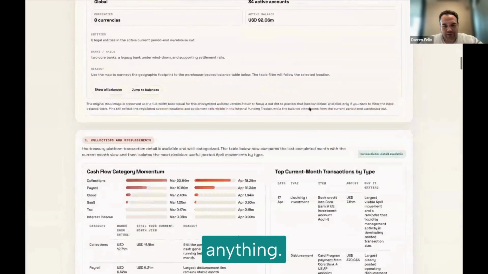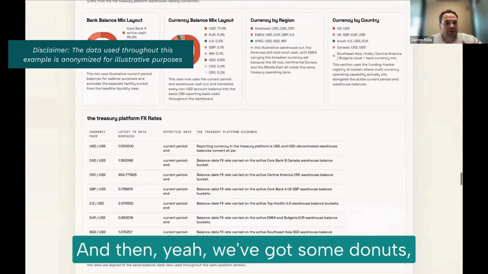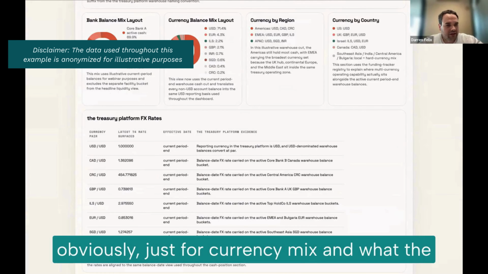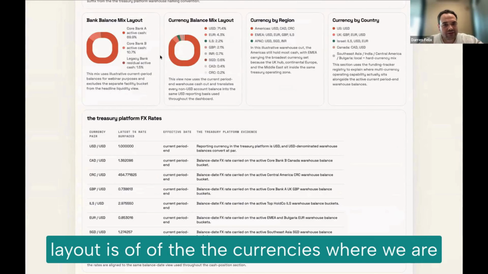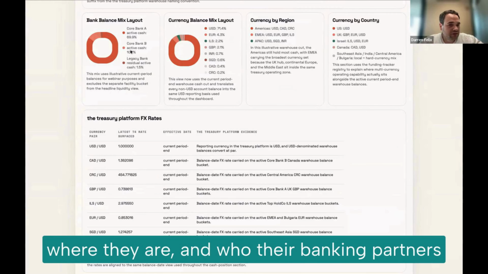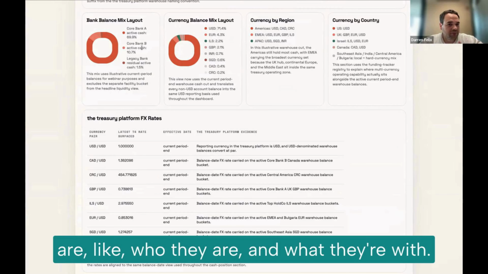So I've got a 13-week liquidity view as just simple line graphs. And then we've got some donuts, obviously, just for currency mix and what the layout is of the currencies, where they are, and who their banking partners are, who they are, and what they're with. And then we've got FX data here as well.